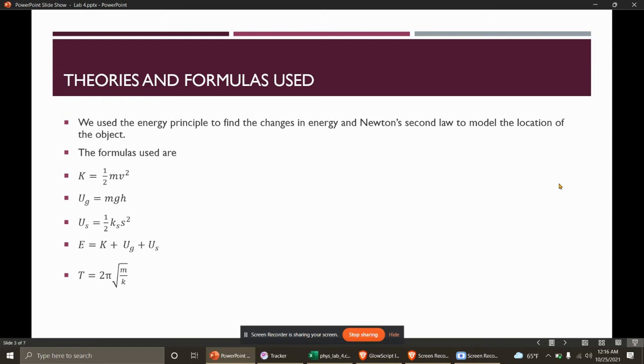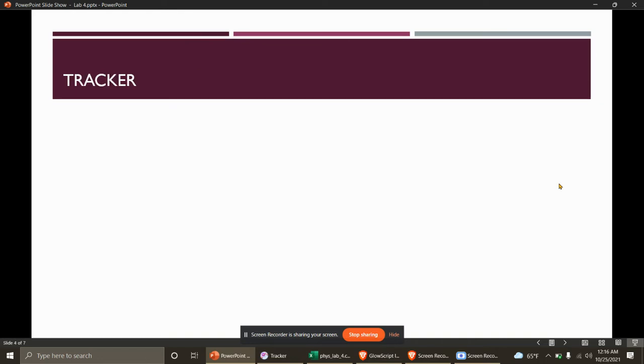Another formula that we used was the oscillation formula to find the spring's stiffness, so that we can find all the numbers correctly. And we use a lot more formulas than these that I have here.